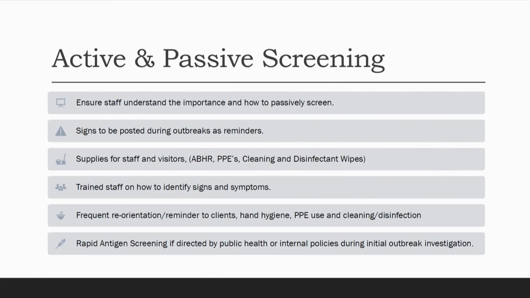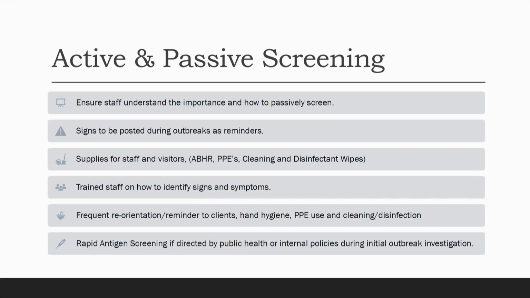Frequent reorientations, reminders to clients, hand hygiene, PPE use, and cleaning and disinfecting. Rapid antigen screening if directed by public health or internal policies during the initial outbreak investigation. So we know right now, and I am looking into that for all of our organizations, rapid antigen tests used to be provided by the province, but from my understanding, they're no longer being provided. However, there are organizations that say, hey Dale, I still like using it. I won't tell you no. It's still not a bad idea to use it as part of your screening protocol if you're running into a situation where you have an outbreak.